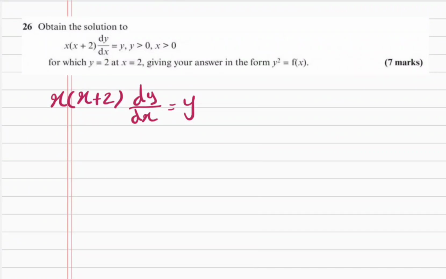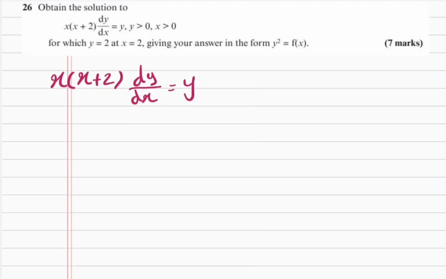Hi everyone, this video is on mixed exercise 11 question 26. So we want to solve this differential equation, and we can start by moving the x terms to the right and the y terms to the left so that we can use separation of variables.